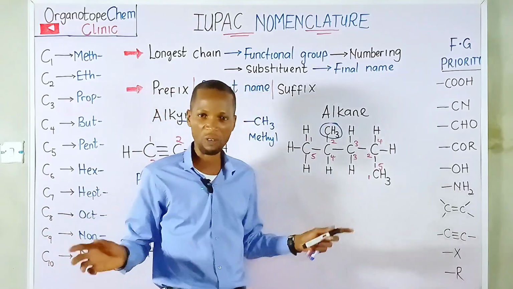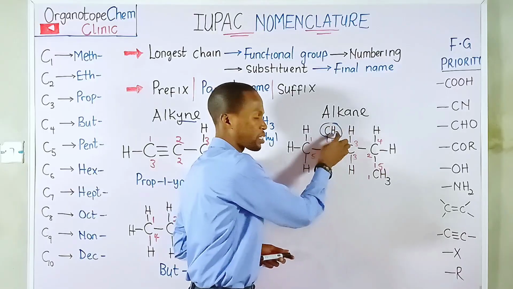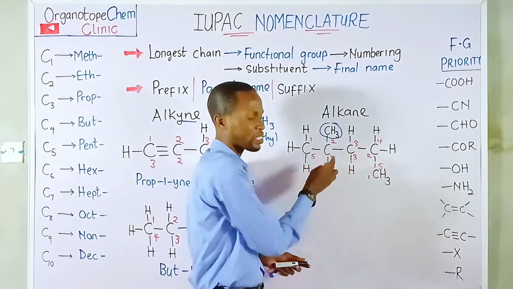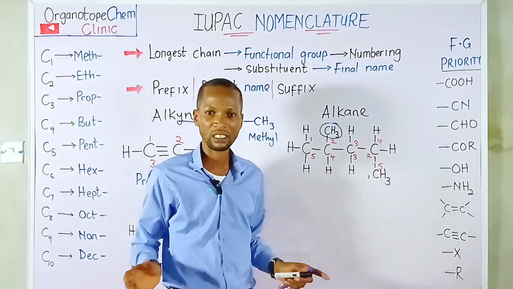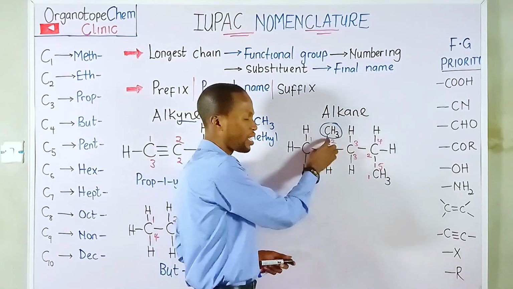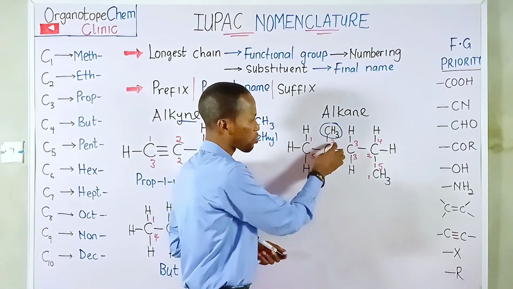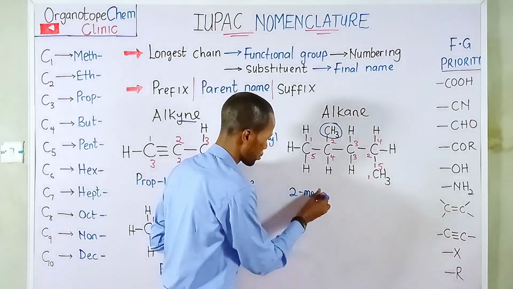Can we consider the correct numbering direction? When we count in the forward direction, the methyl group is found on carbon 2. But when we count in the backward direction, the methyl group is found on carbon 4. So which is correct? That's right. You assign the least numbering to the substituent group. So we are going to have the methyl group on carbon 2. So we have 2-methyl.